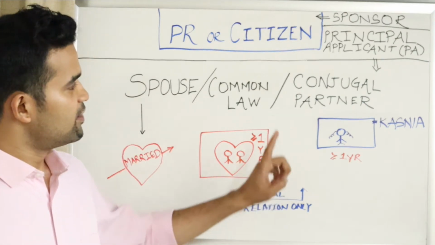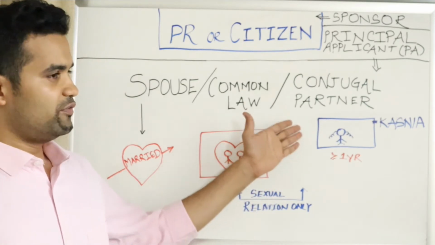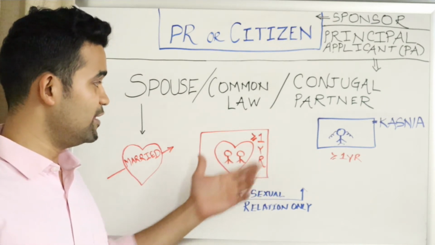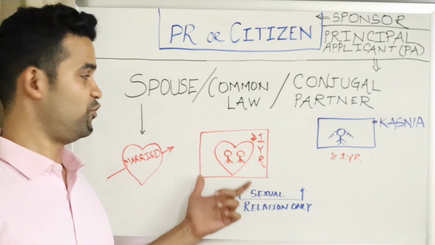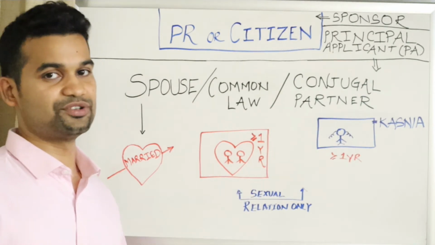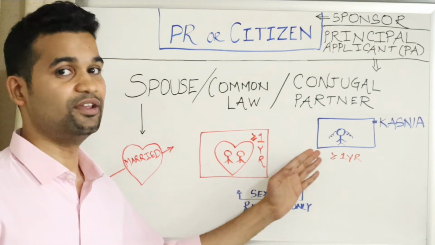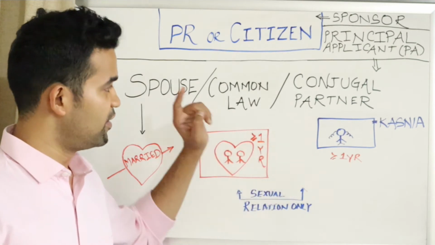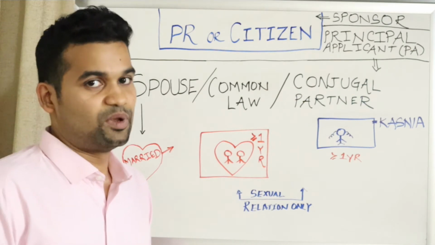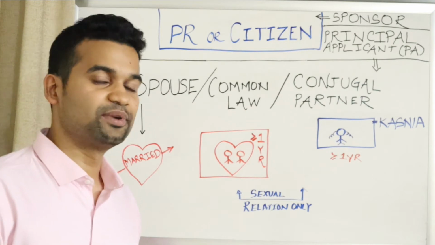Okay. Now moving to conjugal partner. Over here, the individuals cannot get married and at the same time they cannot live together for a period of at least 1 year. But yet there is a serious relationship that exists. Now that relationship has to exist for at least 1 year. However, there are some conditions if someone plans to sponsor his or her partner under conjugal relationship.